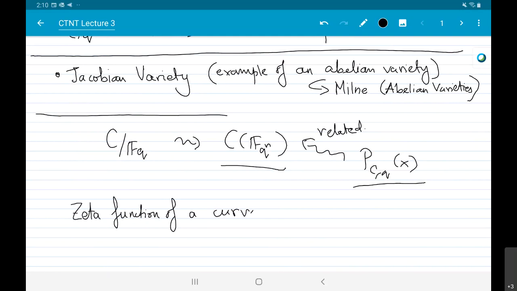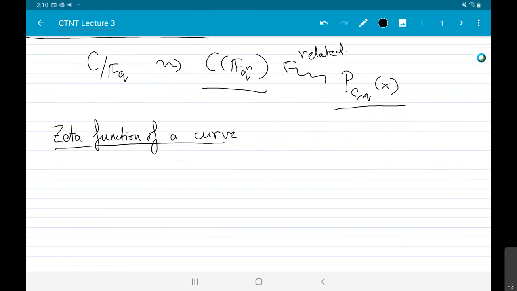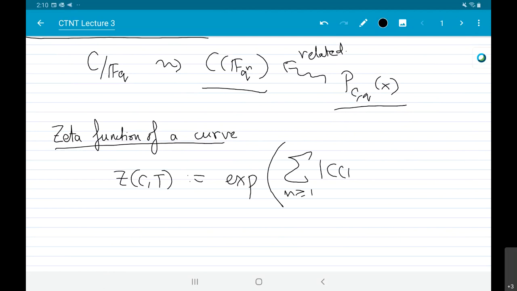The way it's defined is it's a generating series. It's defined as the following. You take Z_C(t) to be the exponential of the following sum over n bigger than or equal to 1: you take the F_{q^n} points of C, put them in a generating series of this form, and take the exponential. Awesome. I'll let you stare at this for a moment.